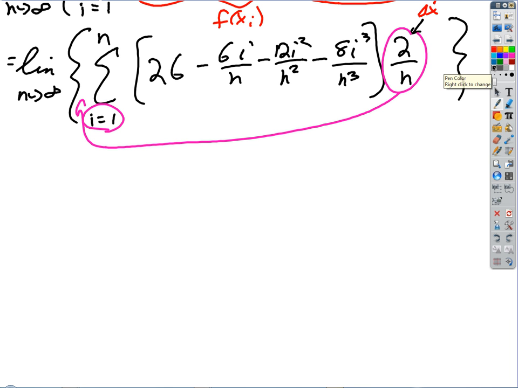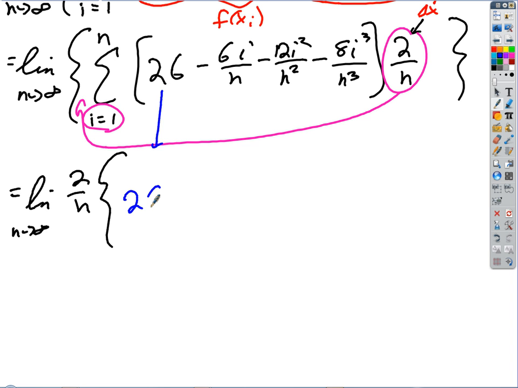And then what about these four separate terms? I'm summing 4 terms, so I can apply the sigma to each one separately, right? I can sum them term by term. So I'm going to have the sum of the first one. I've got my limit of 2 over n times a bunch of stuff. I've got the sum of 26 as i goes from 1 to n. Well, what is that? 26n. Okay, so the first sum becomes 26n.